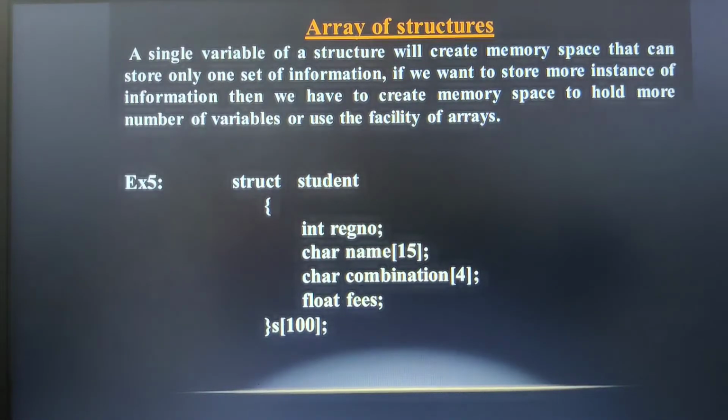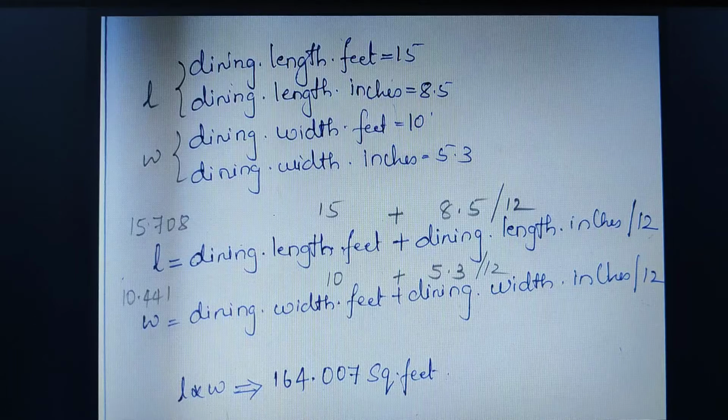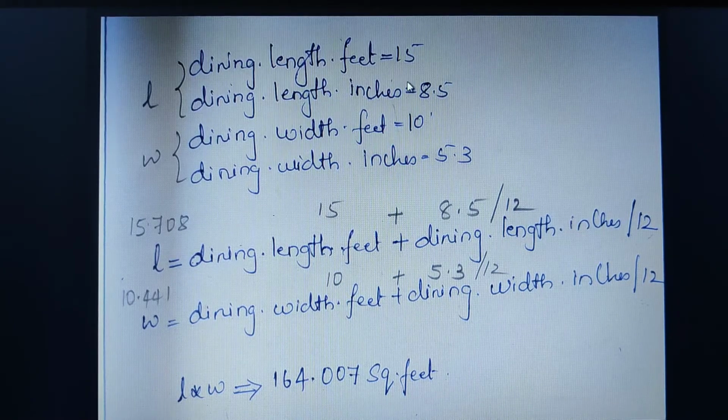Yes, look at this tracing here. Dining dot length dot feet is equal to 15. Dining dot length dot inches, as I have taken 8.5 here. For the width, feet is 10 and inches is 5.3. Now here we are trying to convert the inches in terms of feet. So dining dot length dot feet plus dining dot length dot inches. That means 15 I have retained as it is, plus the inches value 8.5 divided by 12. When I calculate this, I get 15.708 in the variable L.